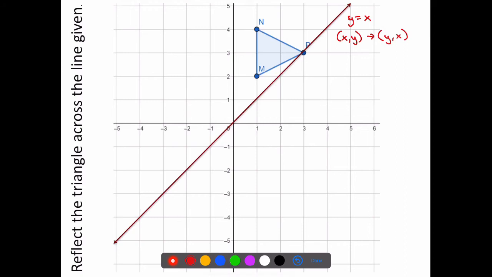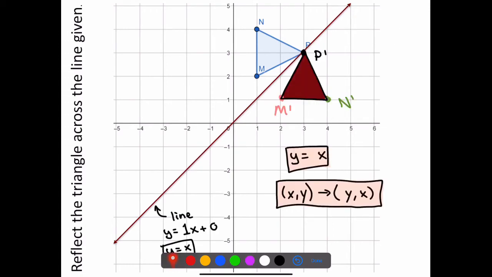So therefore, point P is on the line of reflection, so P and P prime will be on that line of reflection. Both these points lie on that line. They're not moving. Point M is at (1, 2), therefore M prime should be at (2, 1), based upon our rule. And then lastly, N is at (1, 4), so N prime should be at (4, 1).